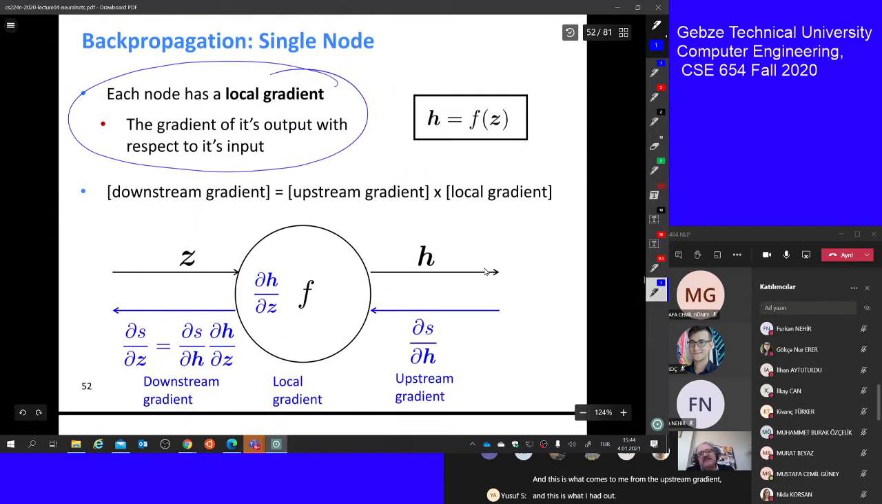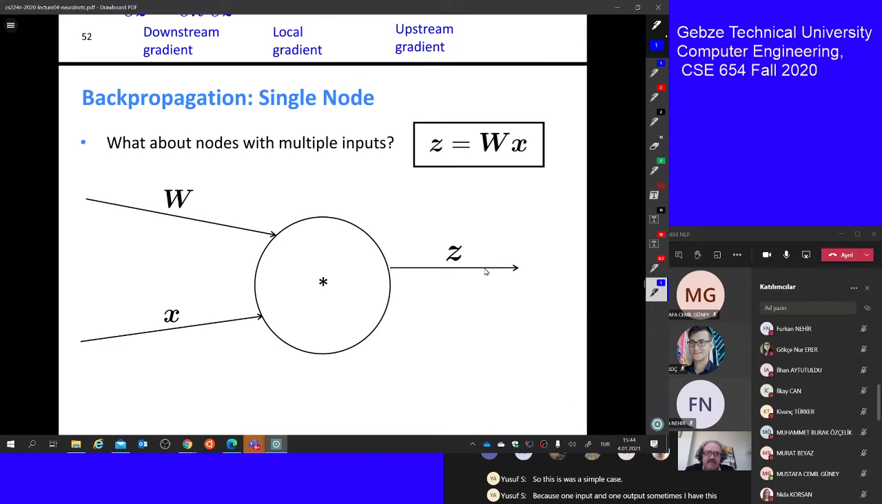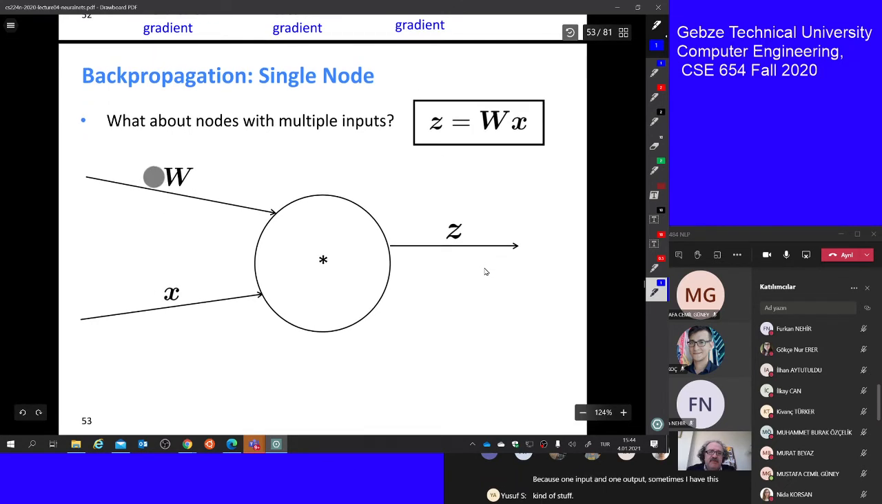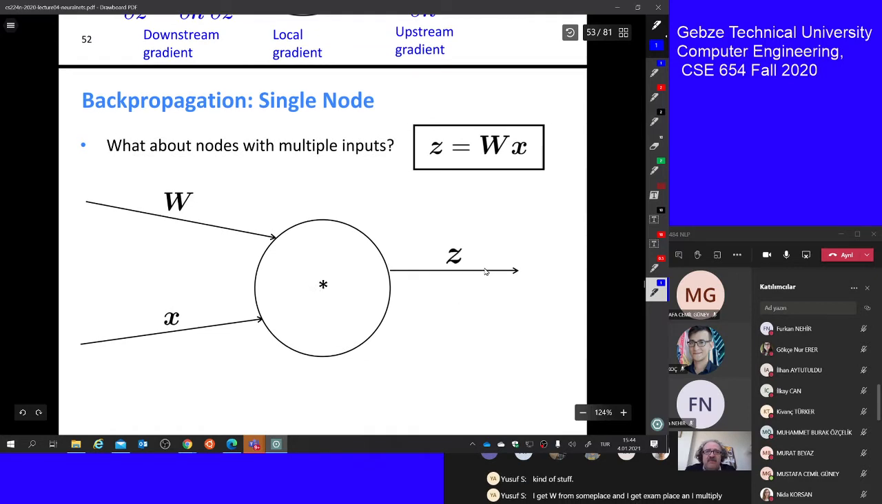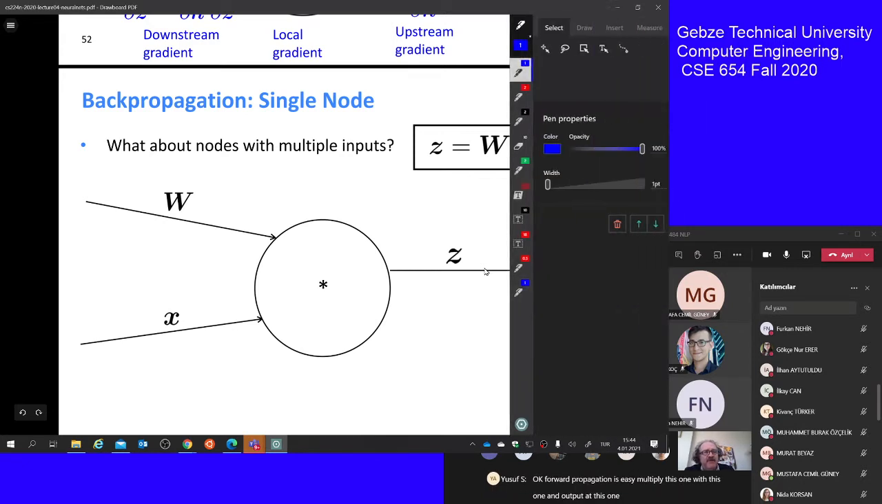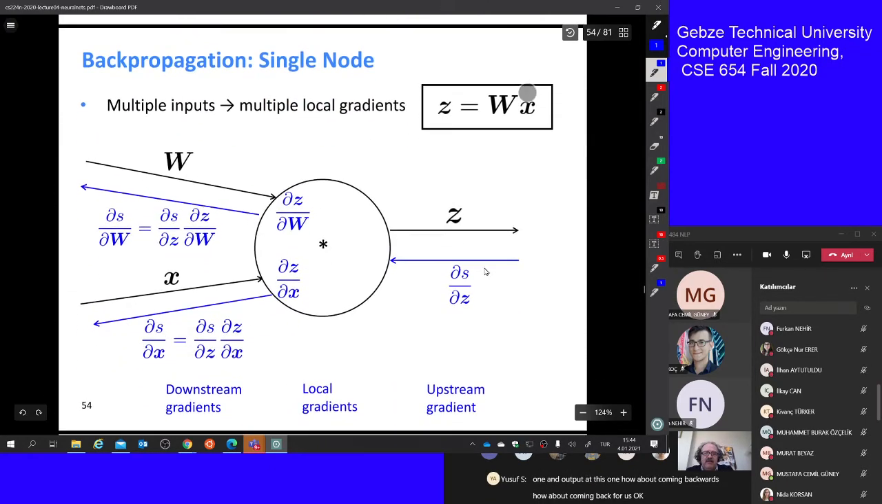This was a simple case because it has one input and one output. Sometimes I have this kind of stuff: I get W from some place and X from some place, multiply them and hand it over. Forward propagation is easy: multiply this one with this one and output this one. How about coming backwards? What am I going to do?